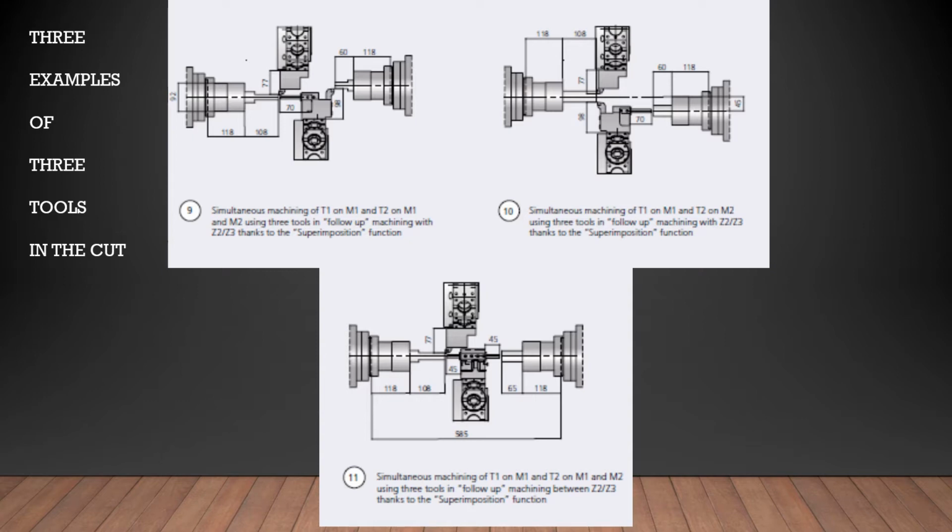The third example down below is a drill operation. So we have the drilling on the main spindle, a drilling on the subspindle at the same time, and then the upper turret is turning. Now these different operations can be roughing operations, they can be finishing operations. It's pretty amazing all the different things you can do with this type of superimposition programming.